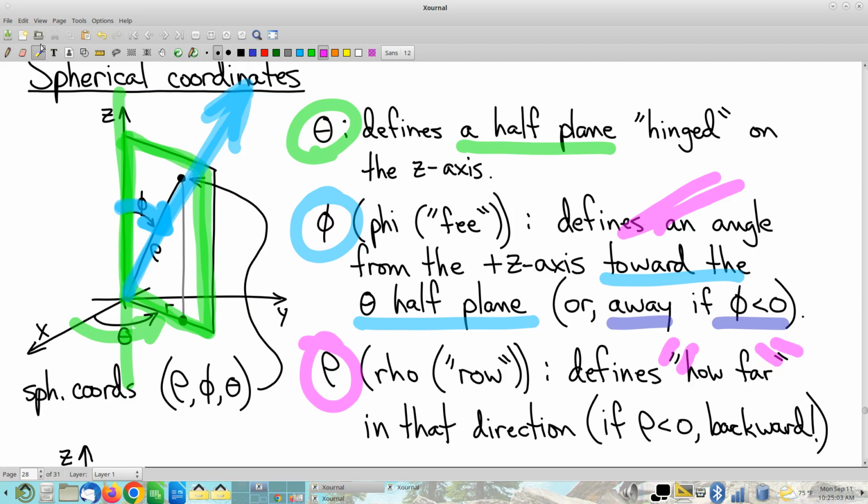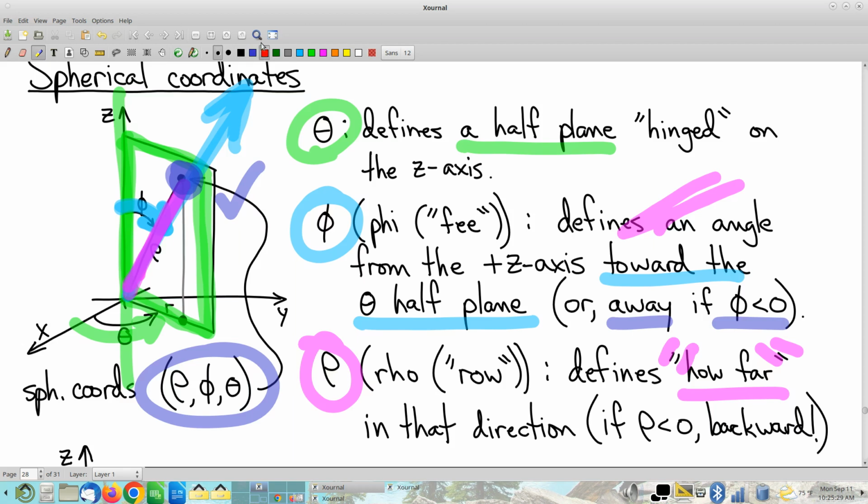So rho measures a coordinate you're going to want to think of as a distance. It measures distance from the origin if rho is positive, thus telling you where you are. That gives you this point. That's the point then that's described by these spherical coordinates, if rho is positive.